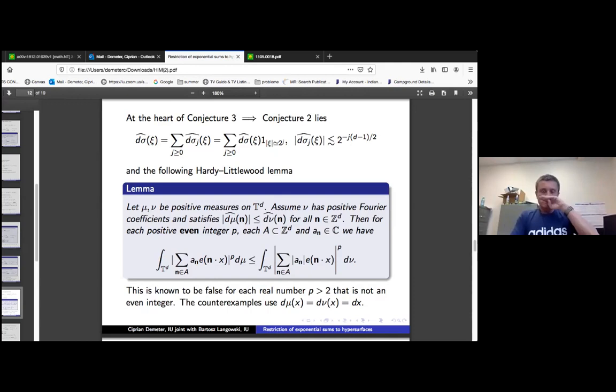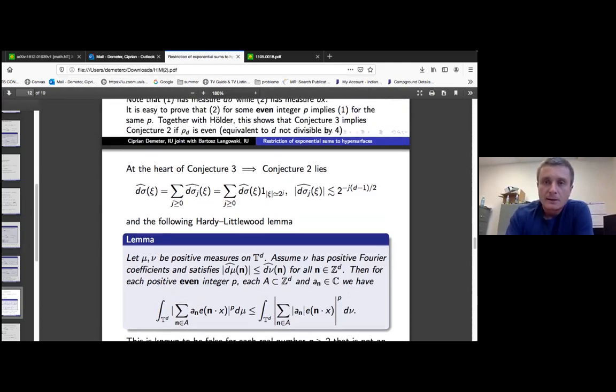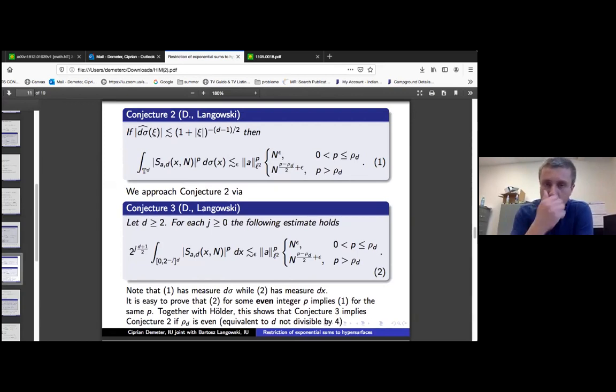Now, in our case, again, we can prove that conjecture 3 implies conjecture 2 when we deal with even exponents. I still feel conjecture 3 is much more robust and more general than conjecture 2. So there should be a different way of going between 3 and 2, but I don't know about that.